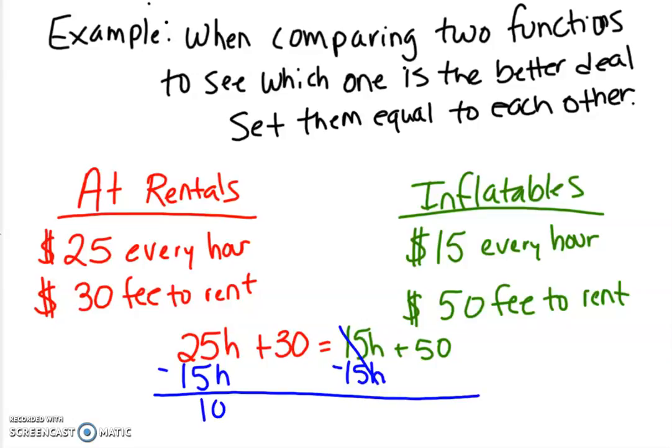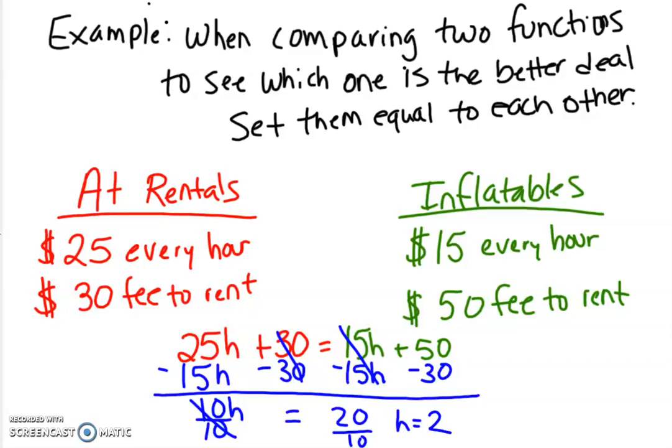So here you're left with 10 times h. You need to move 30 to the right. So you're left with 20 on this side. And then you have to divide by 10 to get h by itself. So at 10 hours, they would be the exact same price. So if you rented for 10 hours, it wouldn't matter. Sorry, 10 hours. 2 hours. What am I thinking? 2 hours. 20 divided by 10 is 2. At 2 hours, it would be the exact same amount. You can use either company.